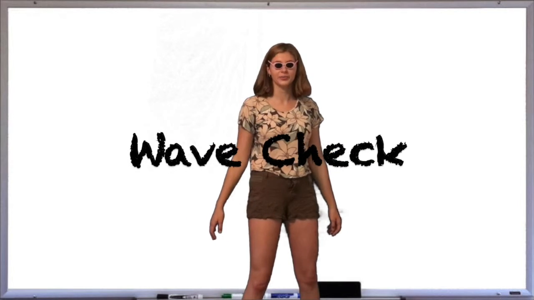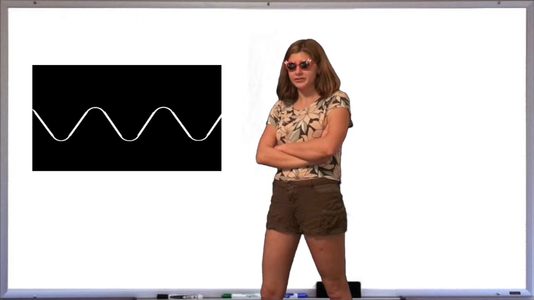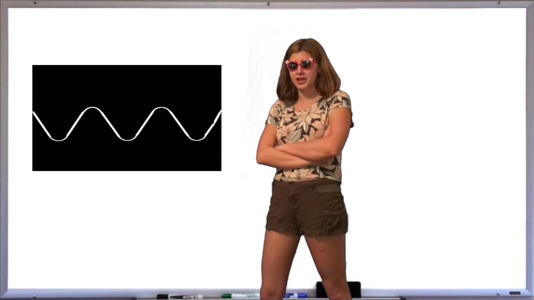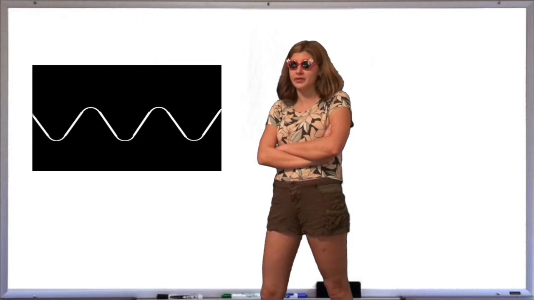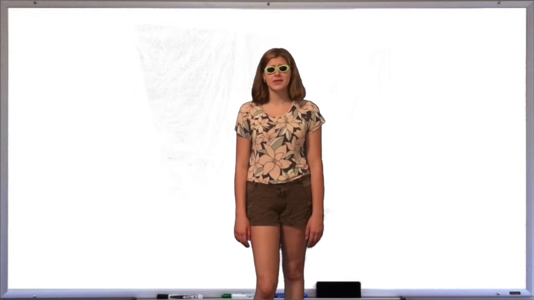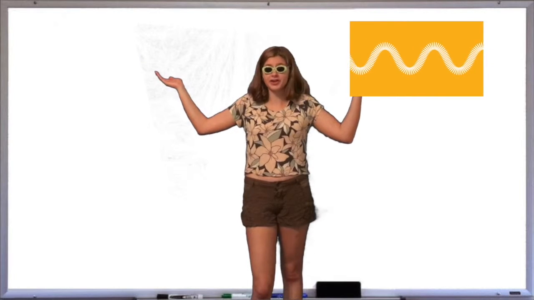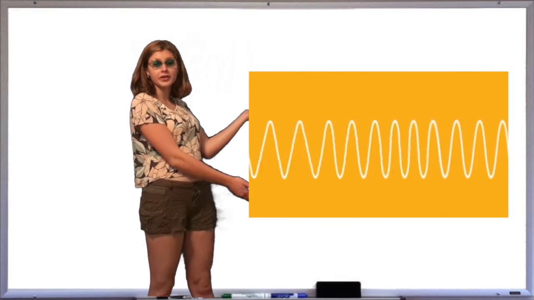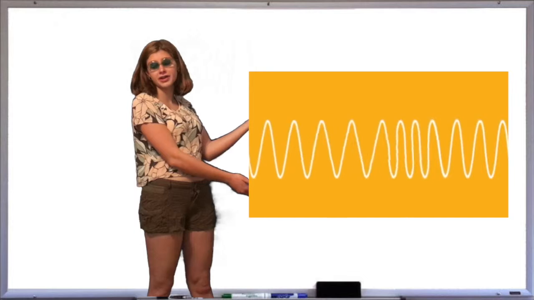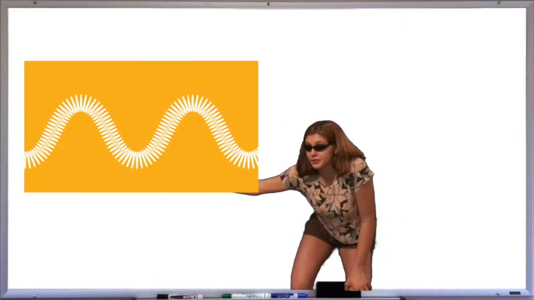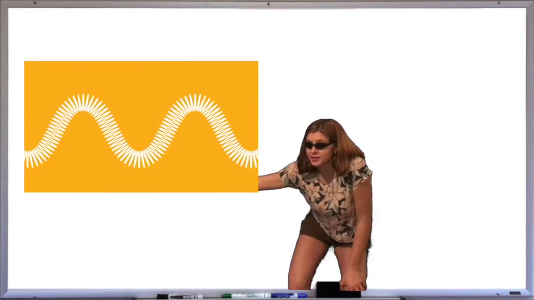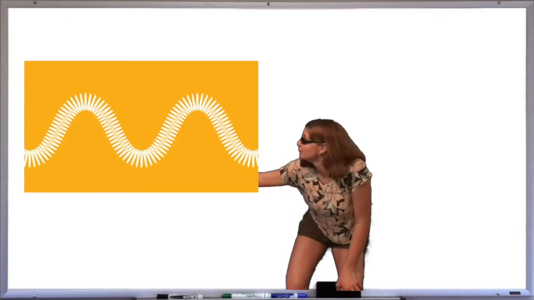Wave check. A mechanical wave is a disturbance or oscillation that transfers energy from one point to another without permanently displacing the particles of the medium. There are two different types of mechanical waves: longitudinal waves and transverse waves. In a longitudinal wave, the particle displacement is parallel to the direction of the wave. In a transverse wave, the particle displacement is perpendicular to the direction of the wave.